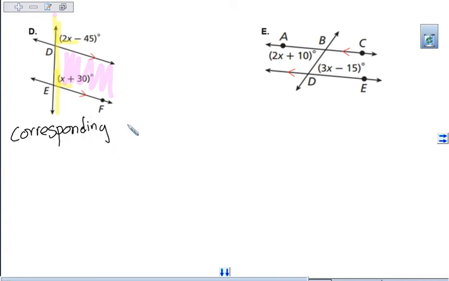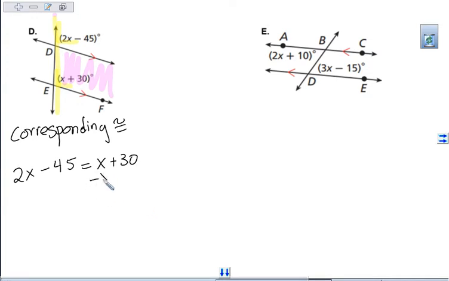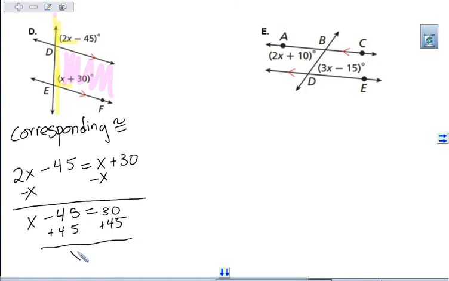And because we have corresponding angles, we know that those two angles are congruent and we can set them equal to each other. So 2x minus 45 equals x plus 30. Then we can subtract x from both sides. So x minus 45 equals 30. And we can add 45 to both sides, which means that x equals 75.